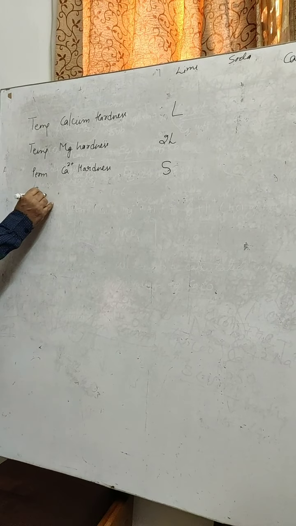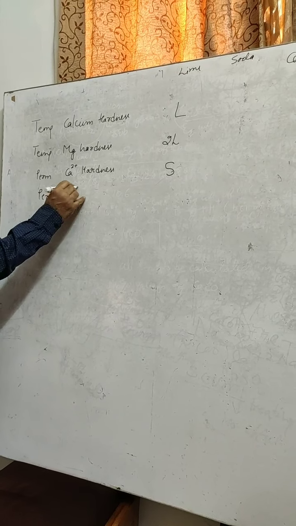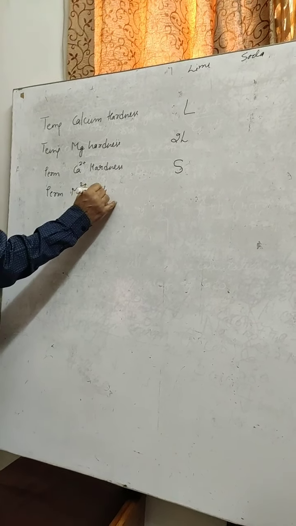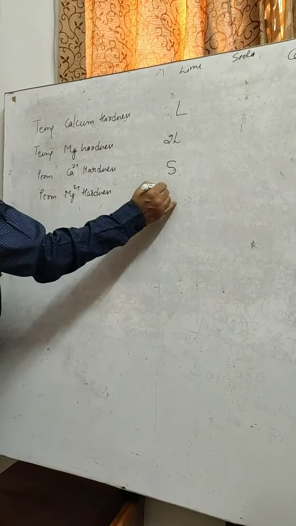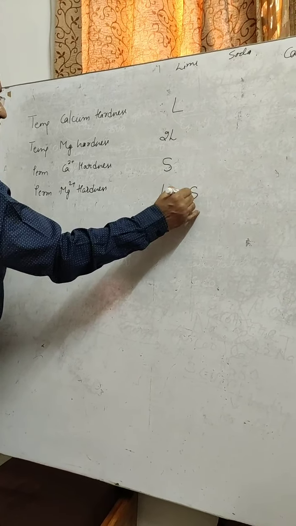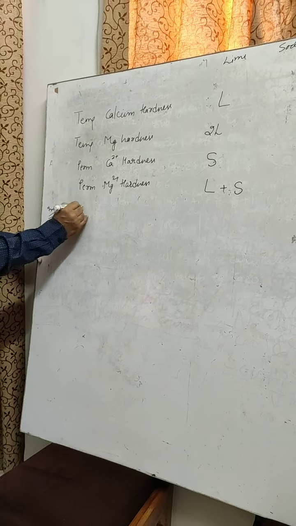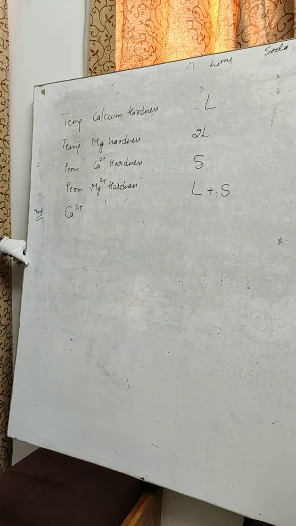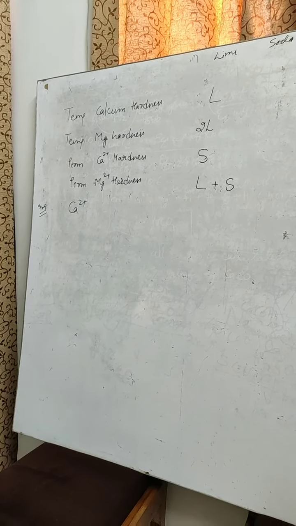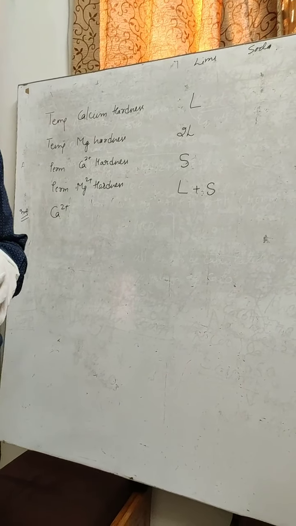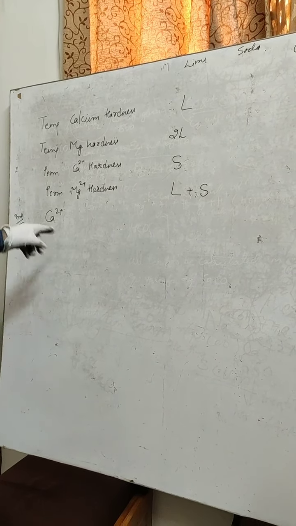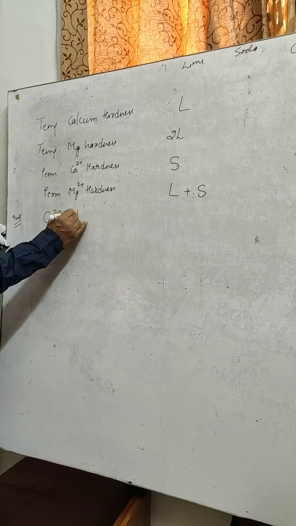But if permanent magnesium ion is there, it does react with lime as well as soda both. Now the important thing is that if calcium ion is present, if in the analysis the water contains calcium ion, then treat it as a permanent hardness.